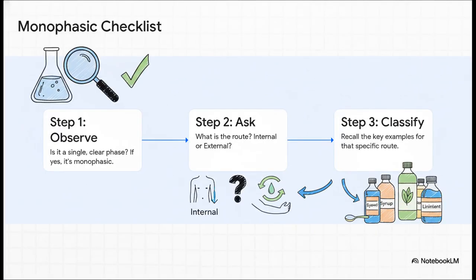And to make it even easier, here's your cheat sheet. A simple 3-step checklist. Anytime you're looking at a liquid medicine, just run through this in your head. Step 1, just look at it. Is it one single clear phase? If the answer is yes, you know it's monophasic. Step 2, ask yourself, where does it go? Internal or external? And step 3, classify it. Based on that route, you can pop it into the right category. Syrup, elixir, liniment, you name it. Easy as 1, 2, 3.